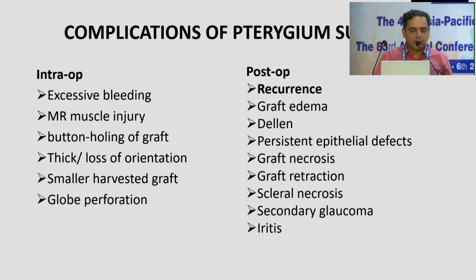Main complications of pterygium surgery: intra-op, excessive bleeding, medial rectus muscle injury, possible chance of globe perforation; post-op, recurrence most common, edema, dellen formation, persistent epithelial defects, graft necrosis, graft retraction.